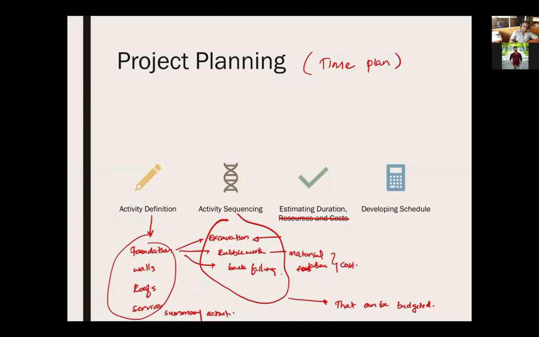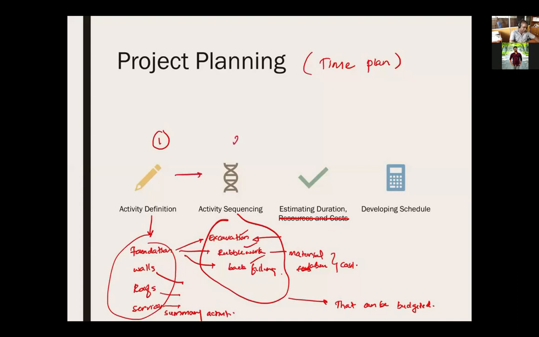We have discussed this last time. So we have to identify activities. This is what we call activity definition. So we have defined the activities. For walls, what are the activities? Roofs, what are the activities? Services, what are the activities? We have to have an understanding. We have to define the activity. We have to understand what needs to be done to do this project. So we have defined the activities, let's say.